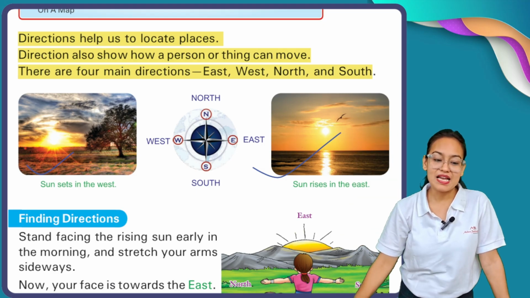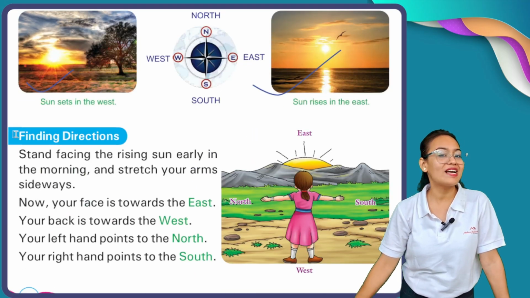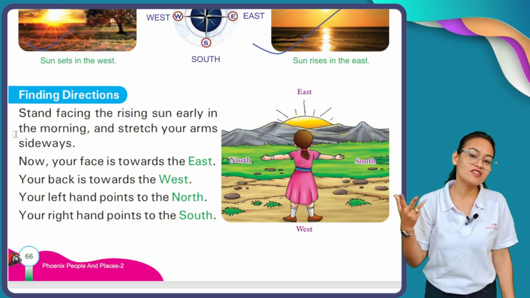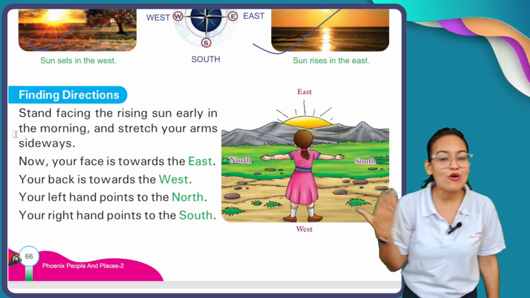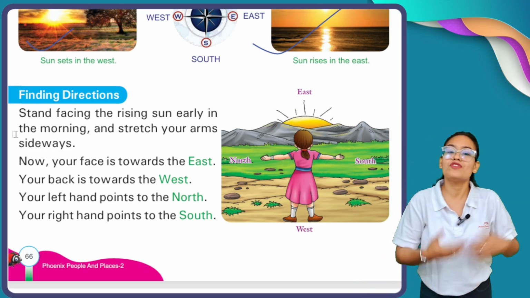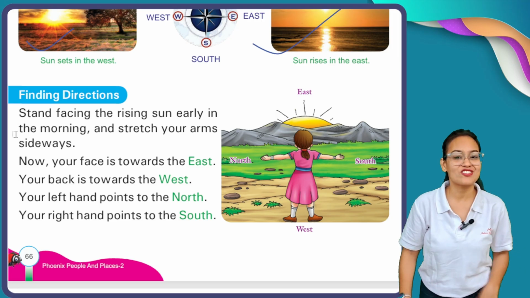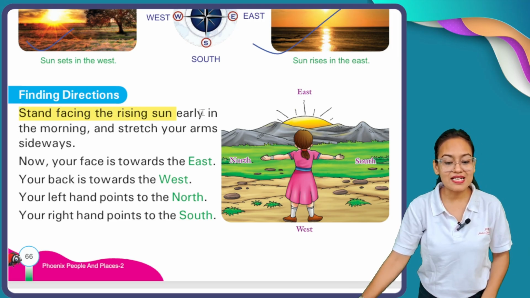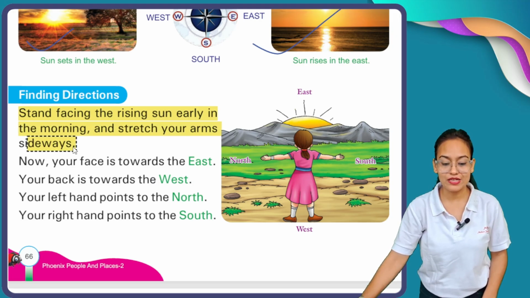Now, how are we going to find direction? We know there are four main directions: east, west, north, south. But my dear children, how can we find which direction is west, which is south, which is north, or which is east? So let's find out. Stand facing the rising sun early in the morning and stretch your arms sideways.